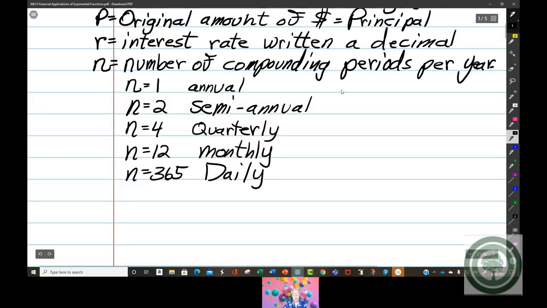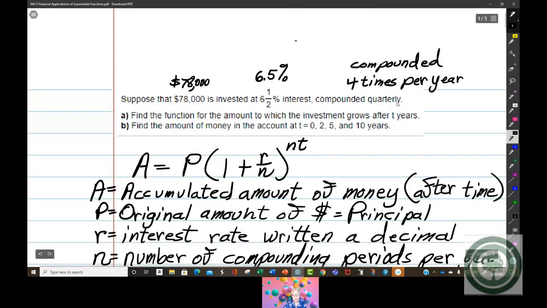Okay, so here we've got compounded quarterly. So n is going to equal 4. So now we have to change 6.5% to a decimal. You take 6.5 and divide it by 100. That gives you 0.065. And 78,000 is 78,000.